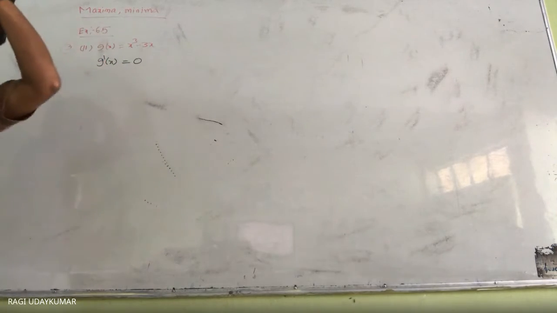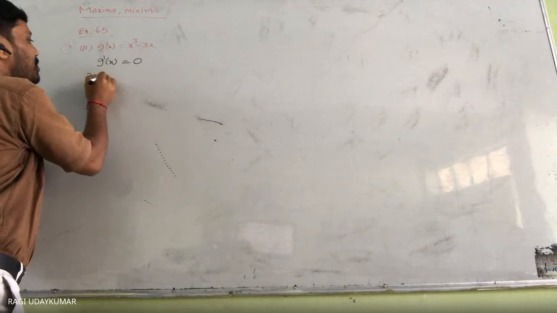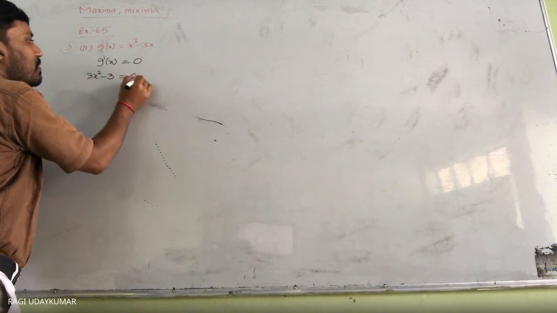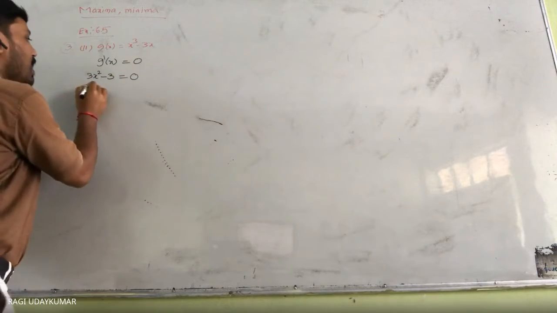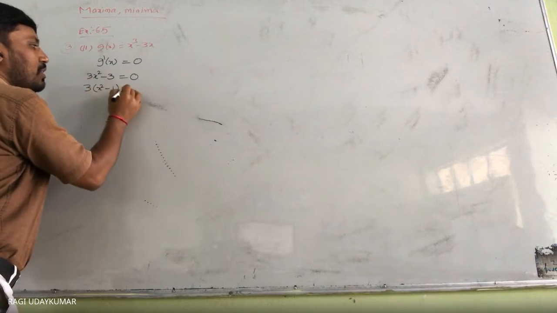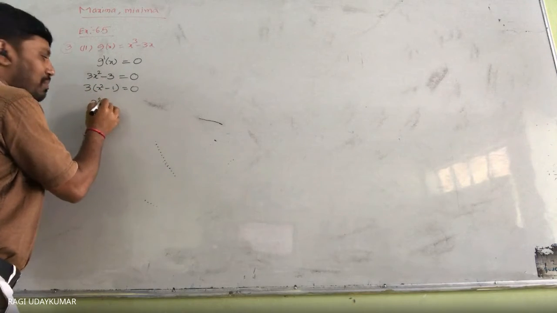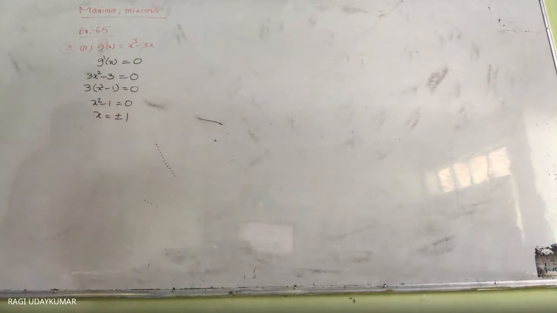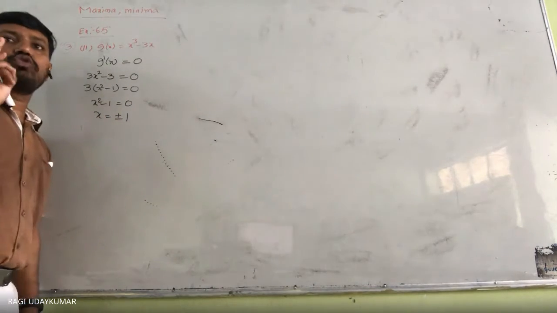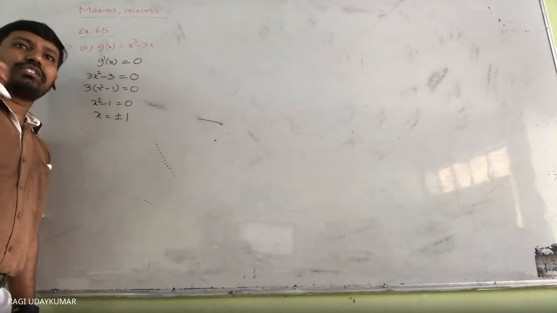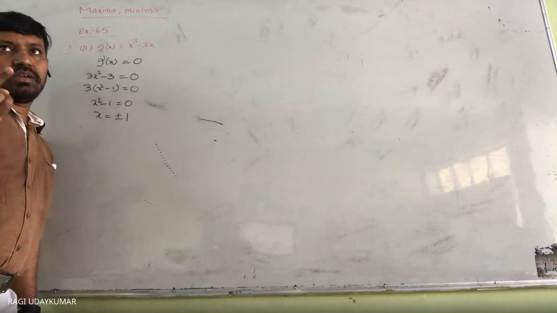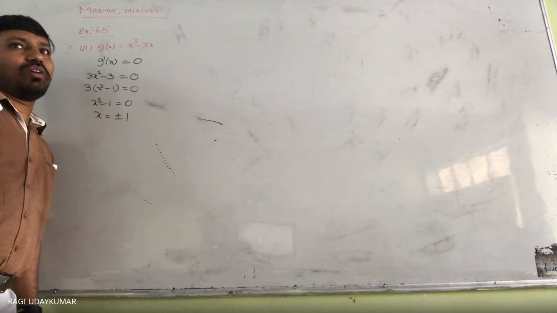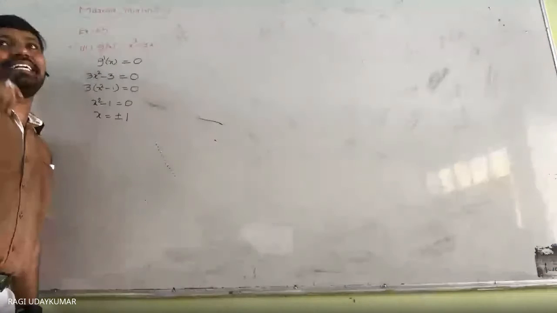Now, what are the critical points we'll get? इसको differentiate कर लियो, 3x square minus 3 is equals to 0. So 3 common ले लो, x square minus 1 is equals to 0. So x equal to plus or minus 1. 2 points we are going to get. What are the 2 points here? Plus 1 and minus 1. So plus 1 पे एक तरह टर्निंग होगा, minus 1 पे एक तरह टर्निंग होगा.